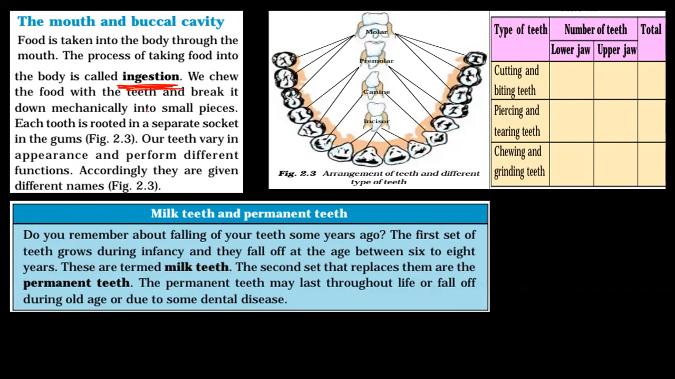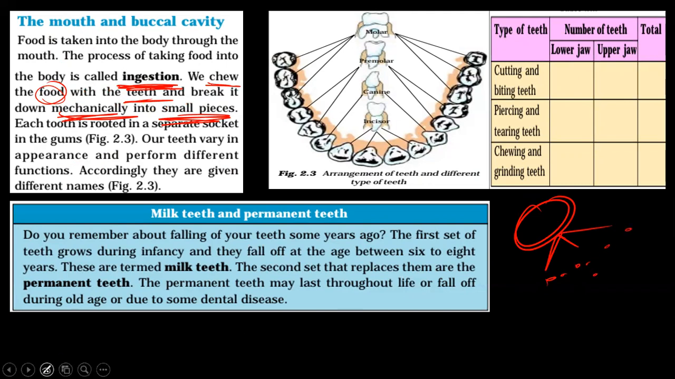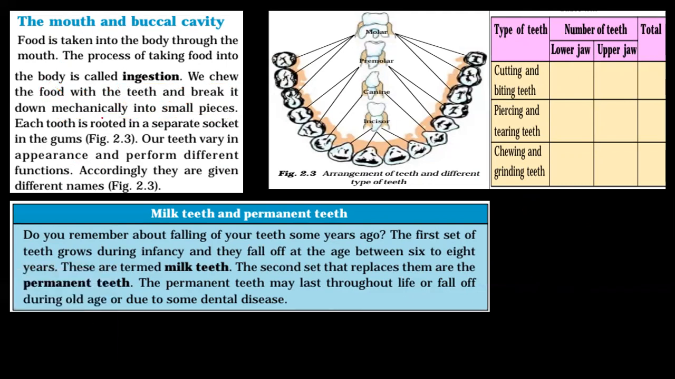And here we chew the food. With our teeth, we break it down mechanically, not chemically, into small pieces. But our glands, etc., they do it in a chemical process. So this is ingestion, then our teeth, and we break it down into small pieces.